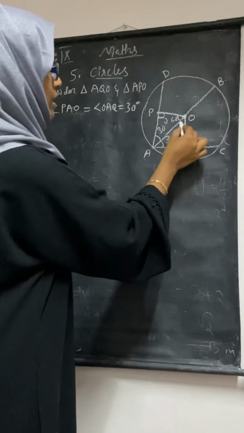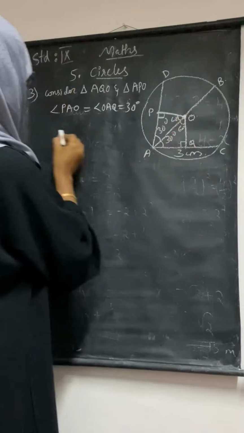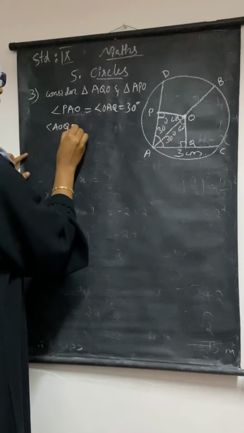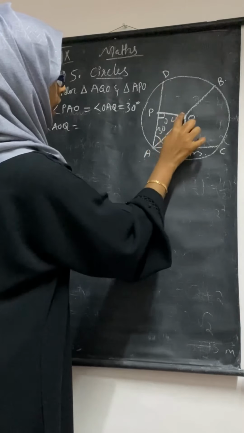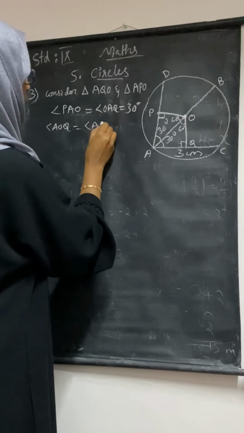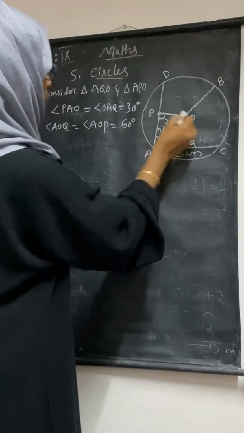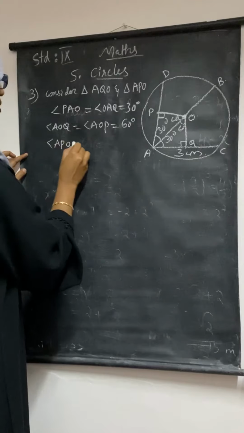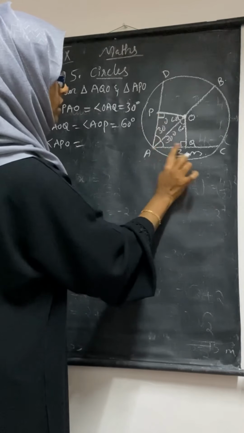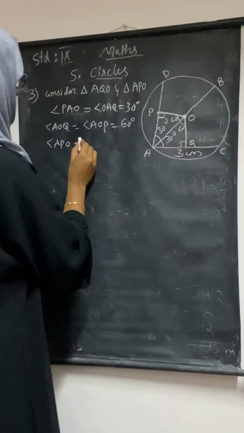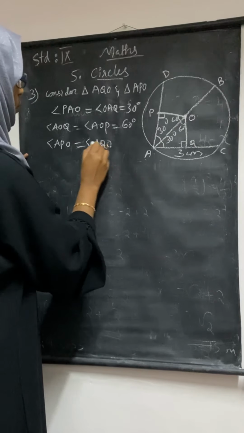Next, which I know, 60 degrees I know. Angle AOQ is equal to this 60. Which one? AOP. AOP is equal to 60 degrees. Now the third one, angle APO is equal to 90 degrees here. So this 90 degrees I have to take. AQO is equal to 90 degrees.